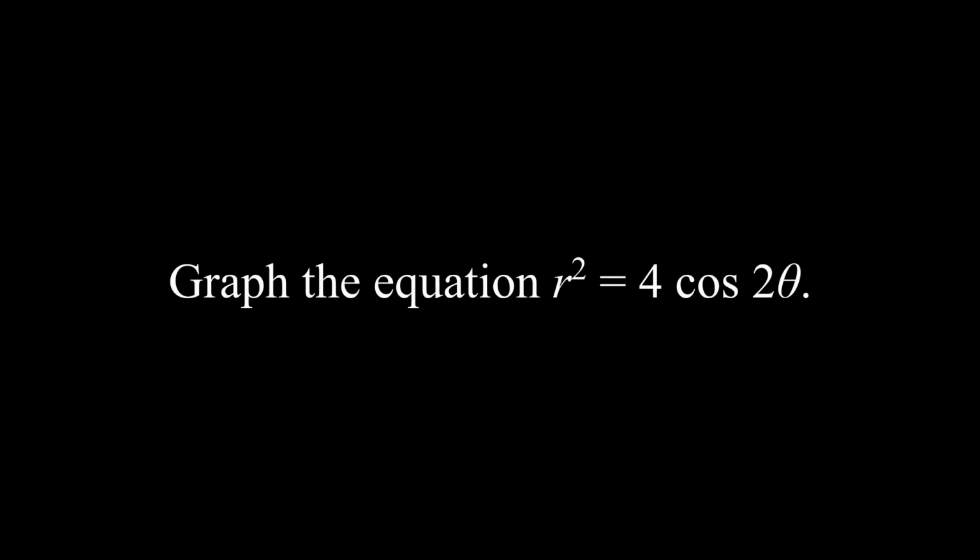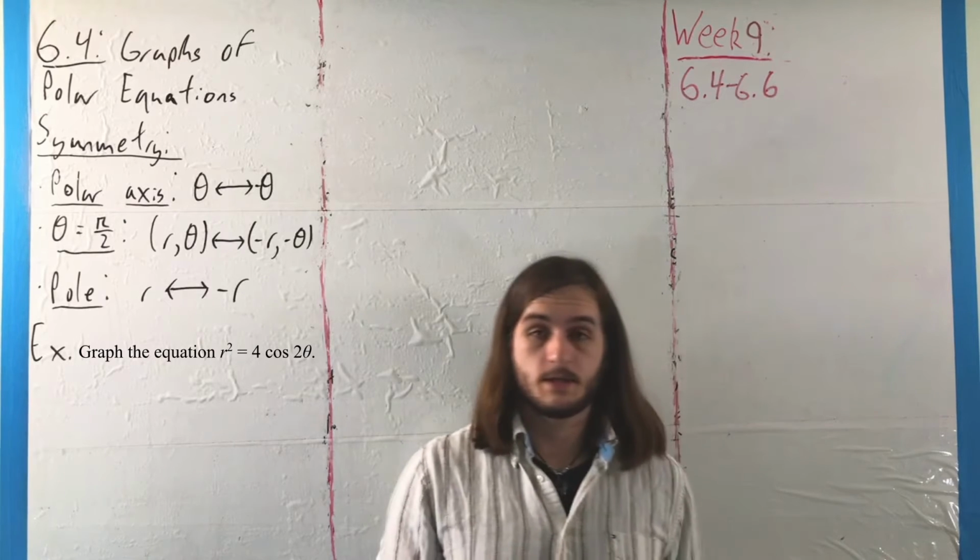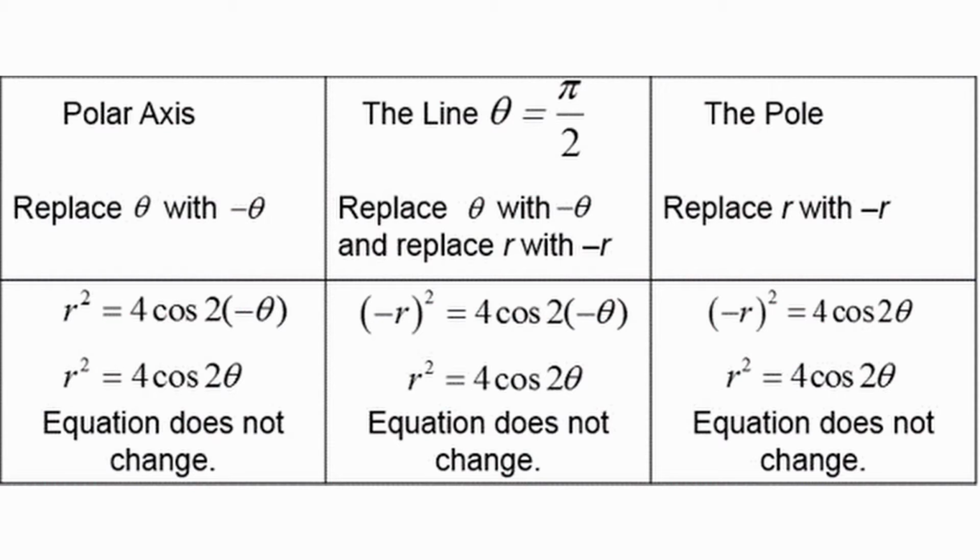For our last example of the section, we want to graph the equation r squared equals 4 cosine of 2 theta. So as before, we're going to start with symmetry. We're going to check each of those cases. If we want to look for polar axis symmetry, we place in that negative theta for theta, and we see that that doesn't change anything for the same reasons as before.